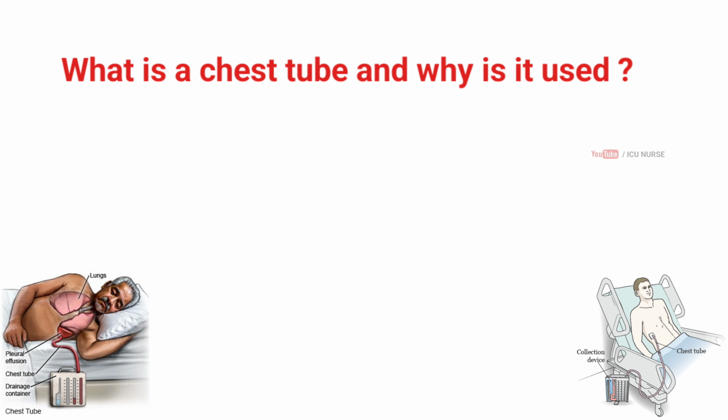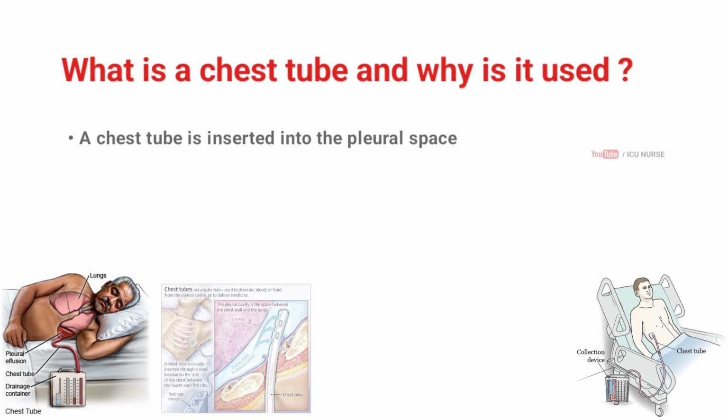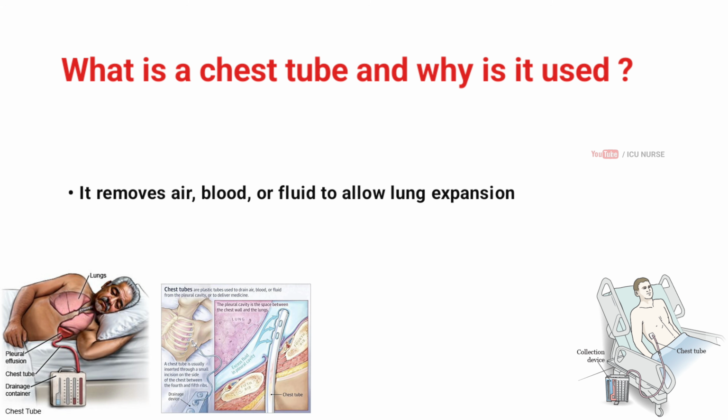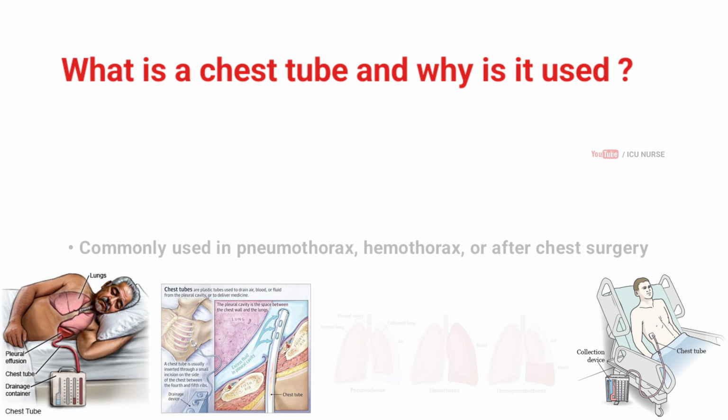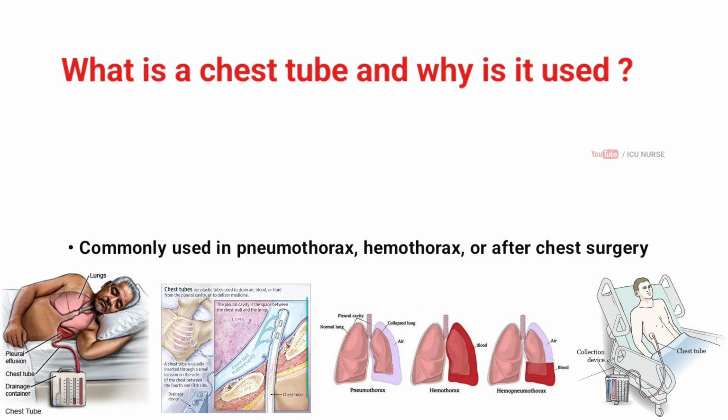What is a chest tube and why is it used? A chest tube is inserted into the pleural space. It removes air, blood or fluid to allow lung expansion. Commonly used in pneumothorax, hemothorax or after chest surgery.